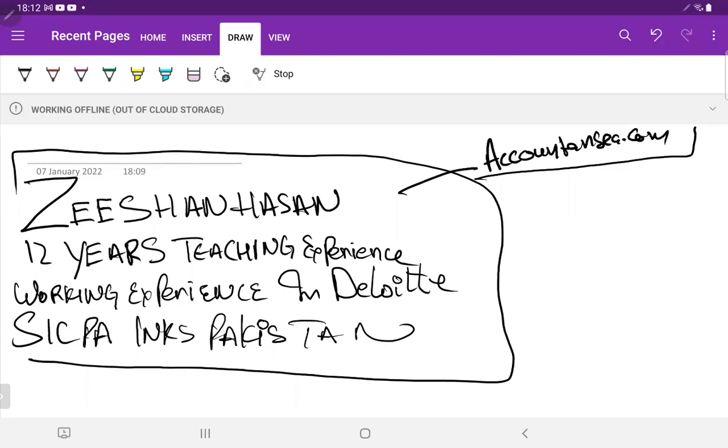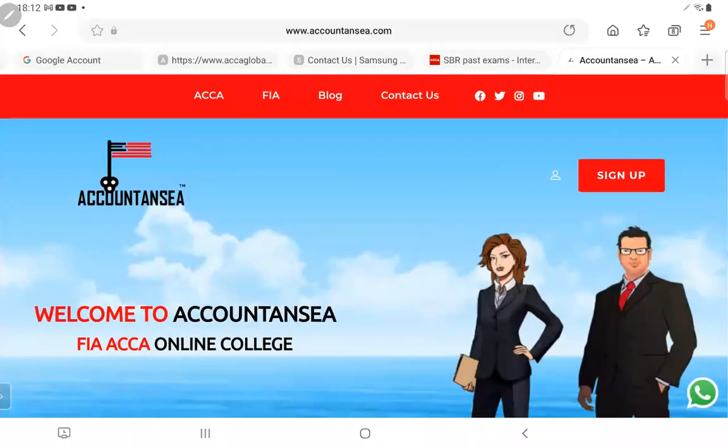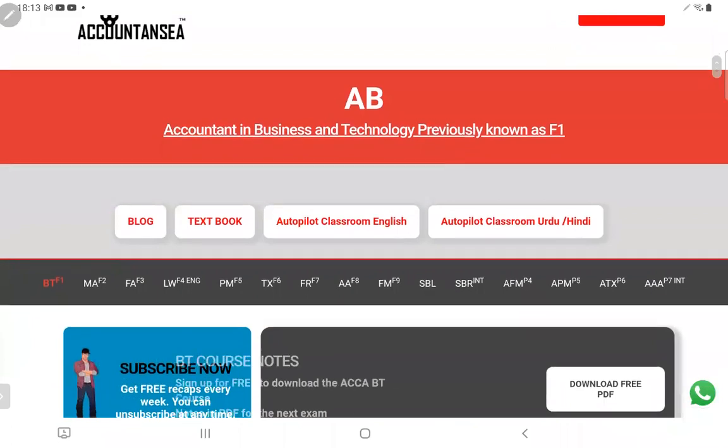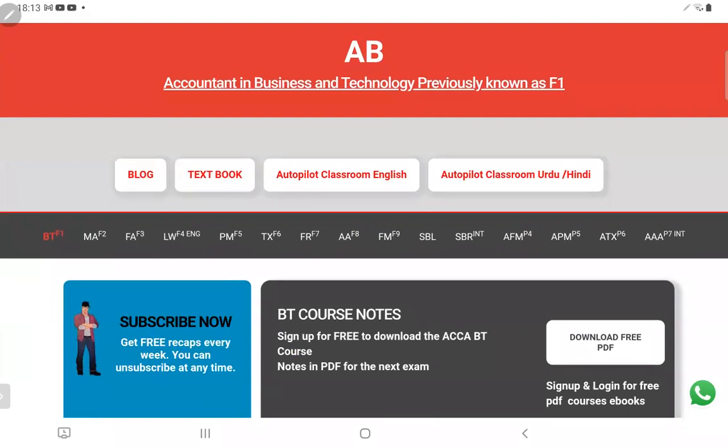Pakistan. So let us start with the introduction, and straight away let me take you to the web link of my website where you will get the course of finance reporting. All you need to do is go to the accountancy.com, as you can see the link in the address bar. Then you will go to the ACCA section. After going to the ACCA section, you will have to scroll down a little bit, and you can see in front of you that FR F7 tab. Click on it.